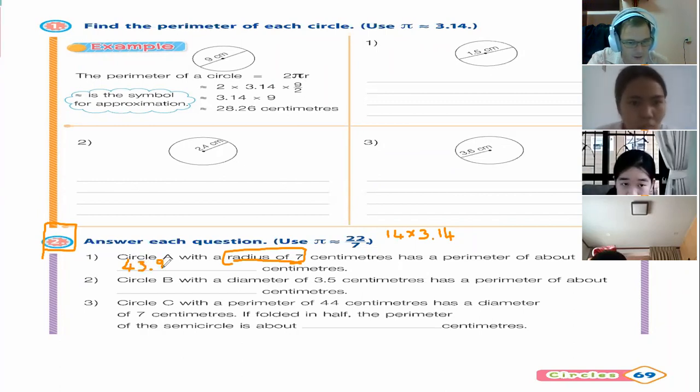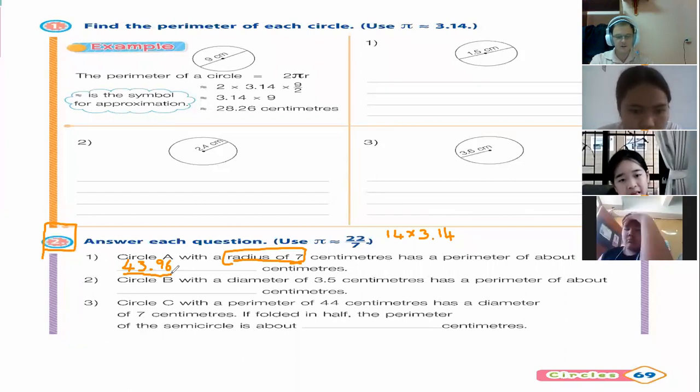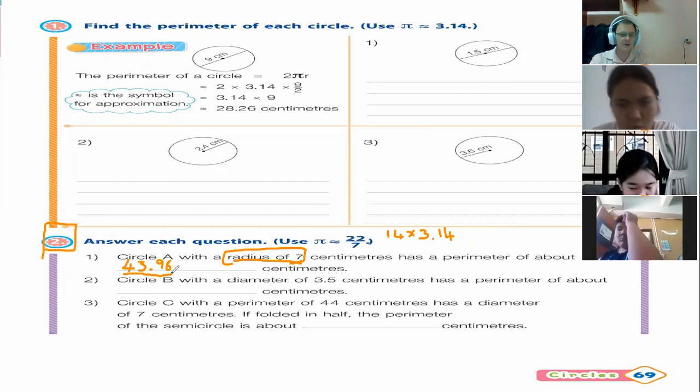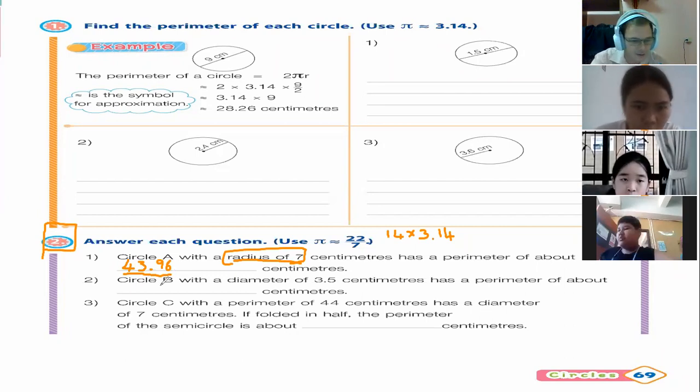43.96. So what do you think the next one would be? It's 3.5 centimeters times 2 times 3.14. It's half of the previous one. It's going to be half of number 1. So what do you think that is? 21.98. Okay.